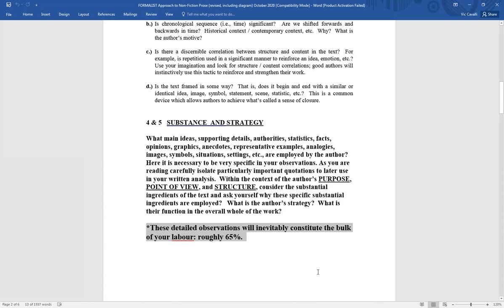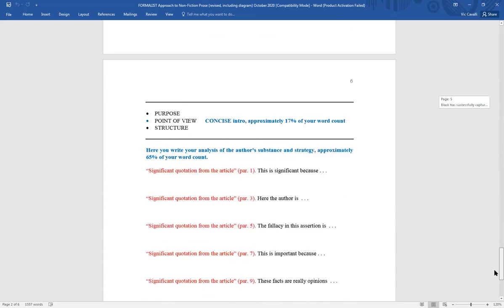So if we just go down and take a look at our final page again, there you can see in red font those quotations that you've highlighted in your text.